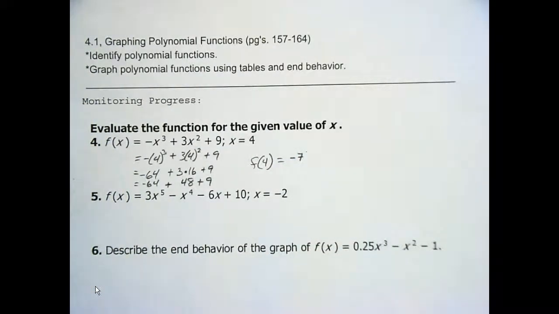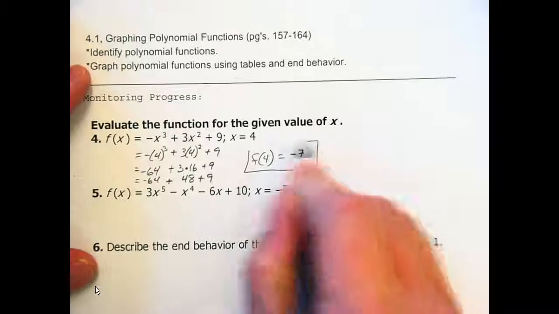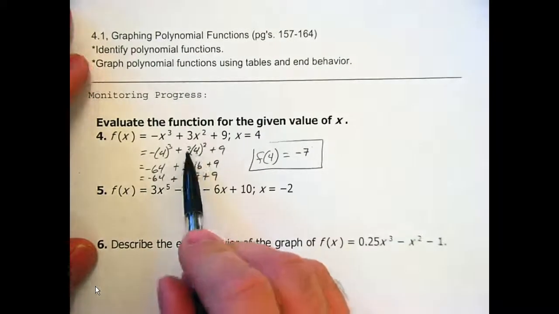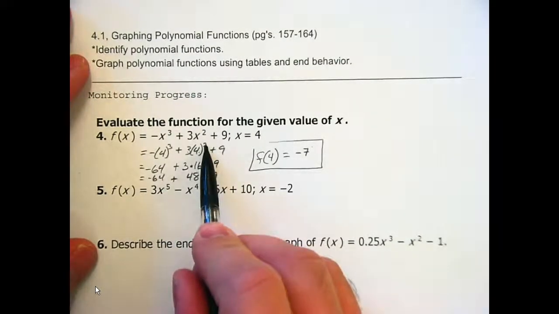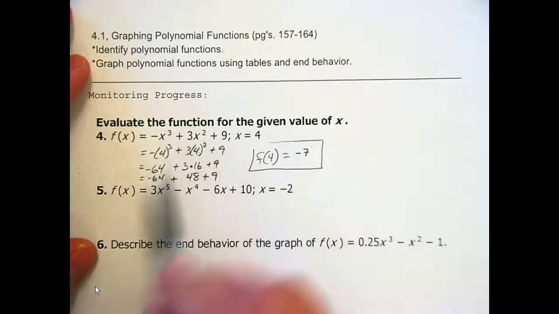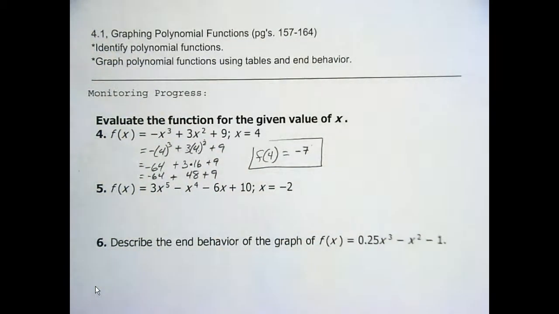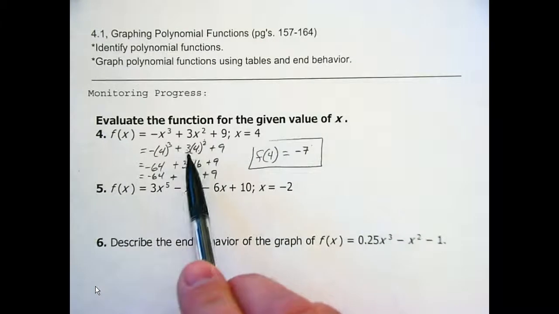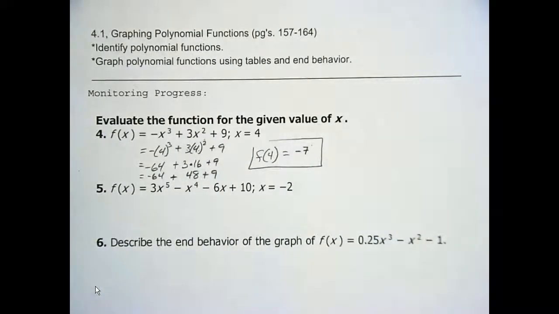All right, how many got number 4 correct? f of 4 equals -7. Okay, common mistake right here: multiplying 3 by 4 and then squaring it versus going 4 squared and then multiplying by 3. Those of you who just plug it into your calculator, make sure that you understand that rule. It's going to haunt you this year if you don't.